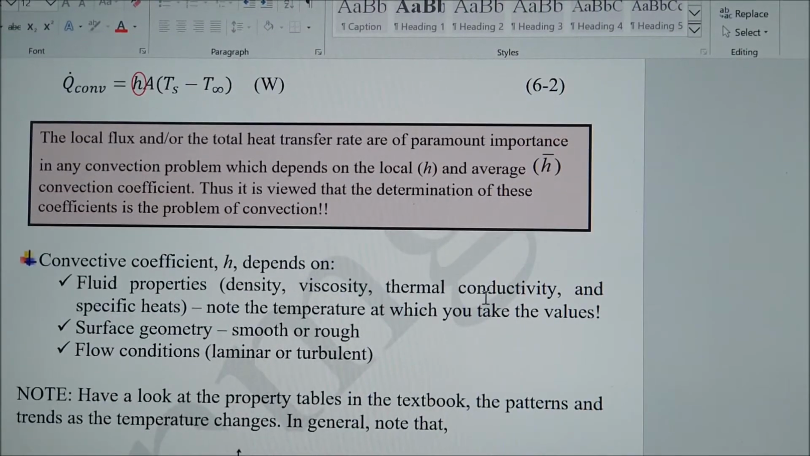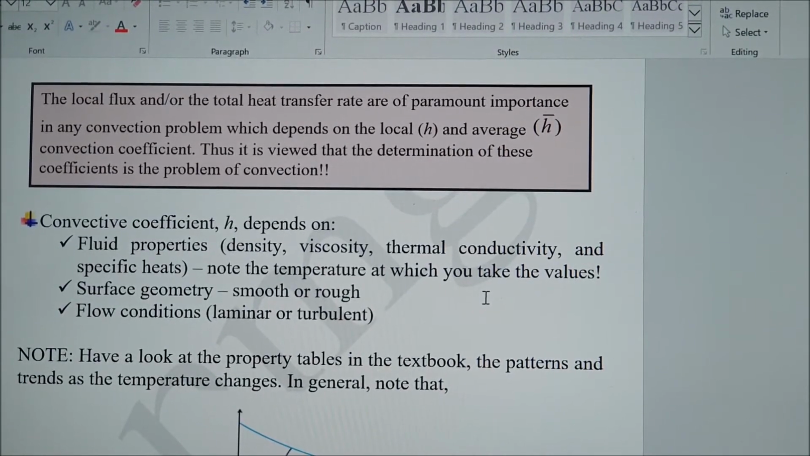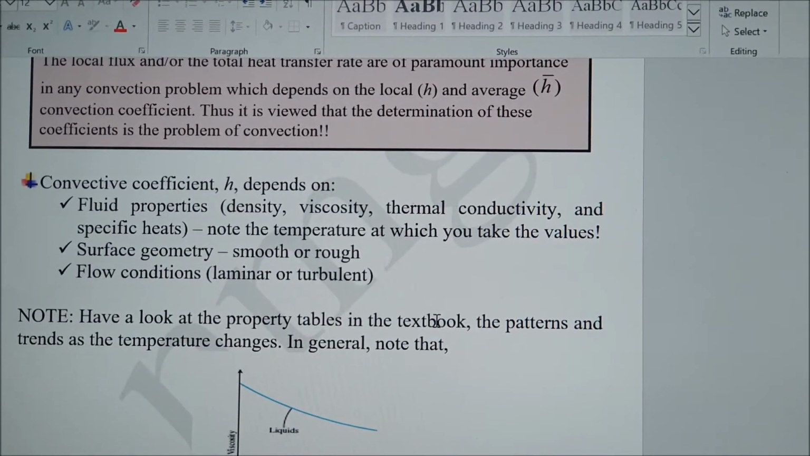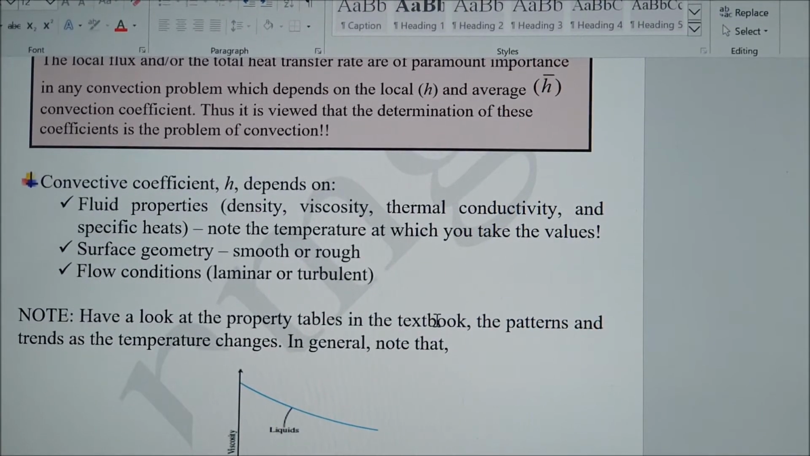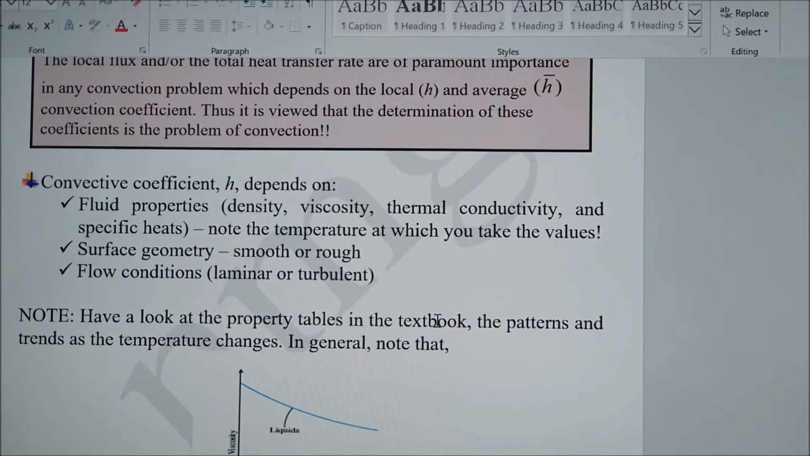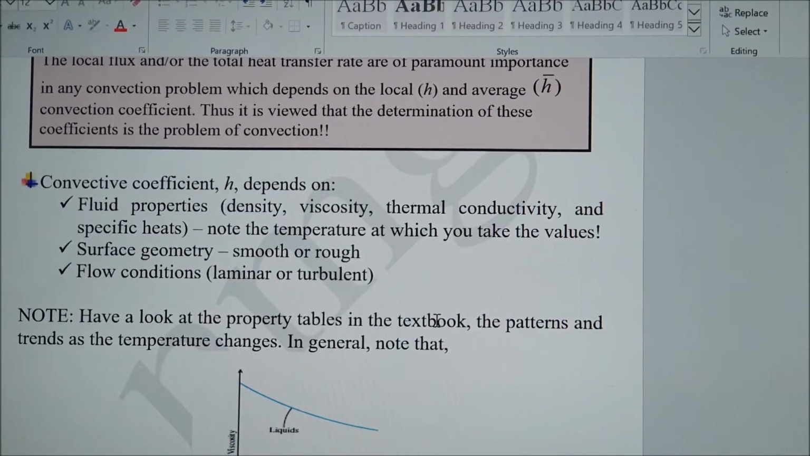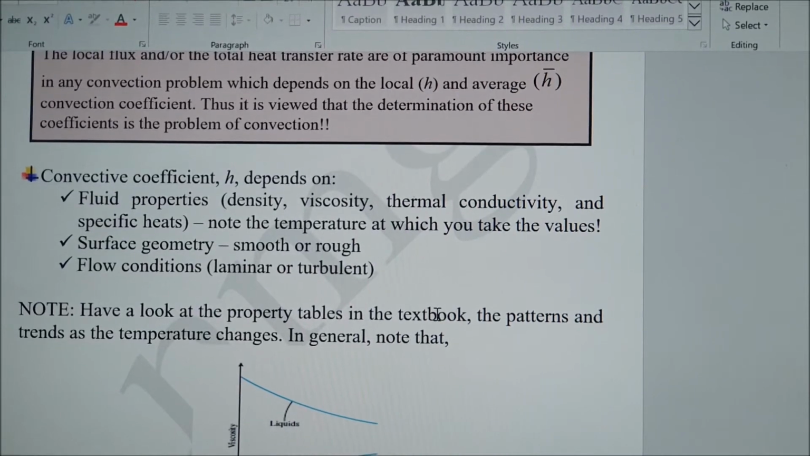So convective heat transfer H depends on fluid properties: density, viscosity, thermal conductivity, specific heats. Note that these are thermophysical properties, so they are temperature dependent. That means they change with temperature. So it's very important at which temperature you take the values in your calculations.